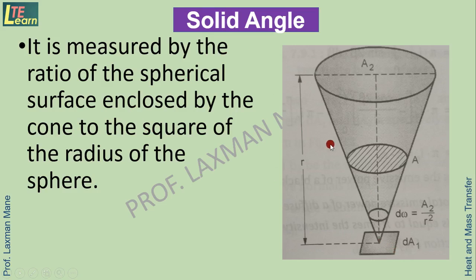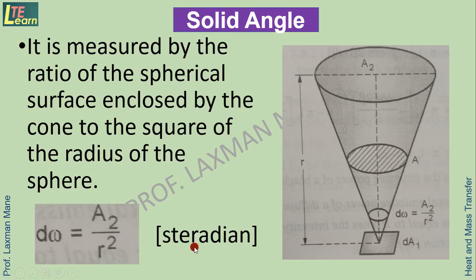So solid angle is measured by the ratio of the spherical surface enclosed by the cone, that is A2, to the square of the radius of the sphere. The radius of the sphere is the distance from the center of the sphere to the outline, that is R, and its square, that is R square. So solid angle is given as d omega equal to A2 by R square. Its unit is steradian.